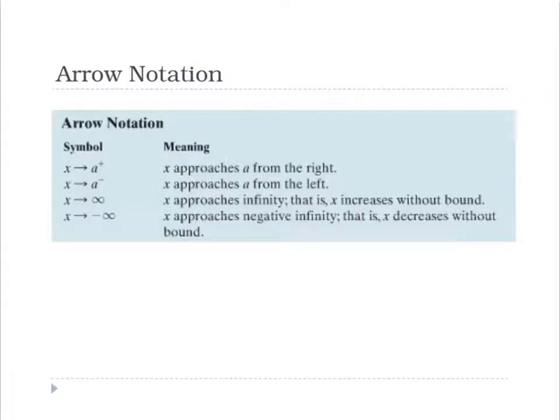We have arrow notation approaching from the left or right. That's what I was using a moment ago. If x approaches a from the right, that's what this notation means. Arrow means approaching. This plus sign means from the right. This minus sign means from the left. If I see positive infinity, we're talking about x increasing without bound. And x approaching negative infinity, that is, x decreases without bound. Okay, so if you see me using this notation or saying approaching from the left or right, increasing or decreasing without bounds, this is the notation you use.